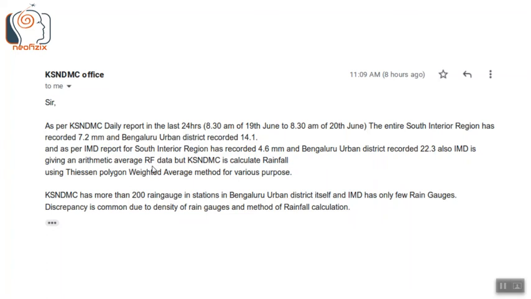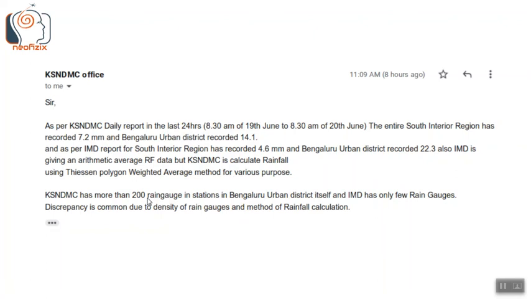Also, IMD is giving an arithmetic average rainfall data, but KSNDMC is calculating rainfall using the Thiessen polygon weighted average method. So the two area averaging methods are different. And also KSNDMC has more than 200 rain gauge stations in Bangalore urban district itself, and IMD has only a few rain gauges, maybe 5, 6 or something. So the discrepancy is common due to the density of the rain gauges and the method of rainfall calculation. So this is what the KSNDMC response was.